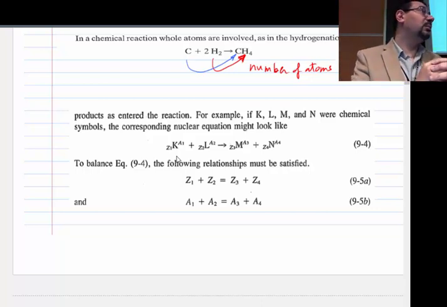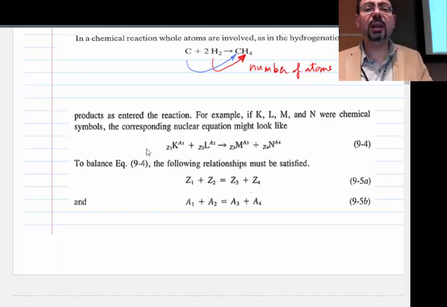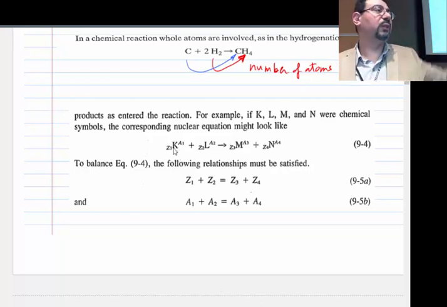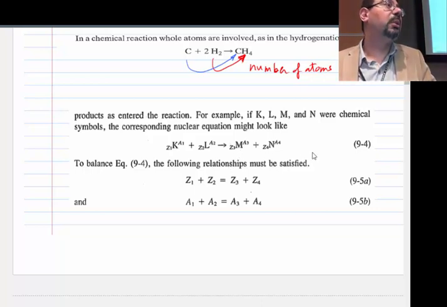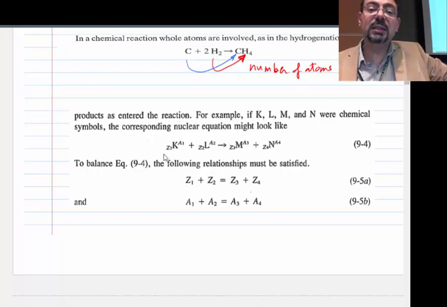So you become another element. In a nuclear reaction, you can have whatever K and L, and you end up with M and N. But what is conserved in a nuclear reaction, and this is how we can do the equations? What do you think is conserved?